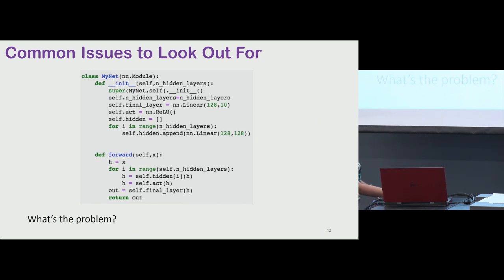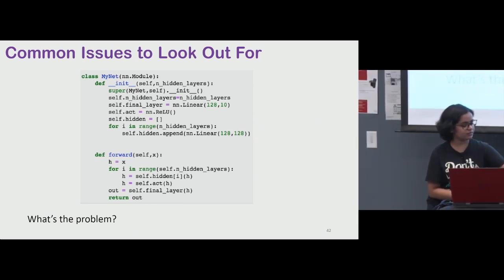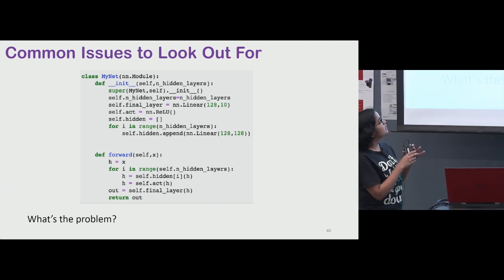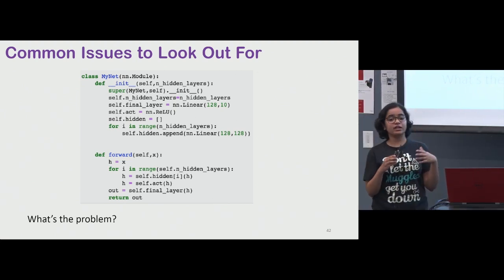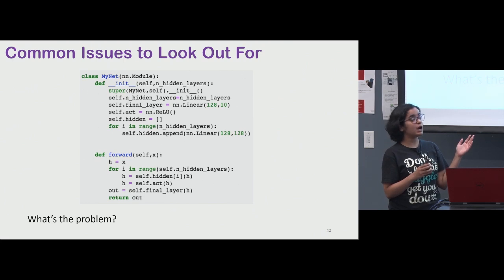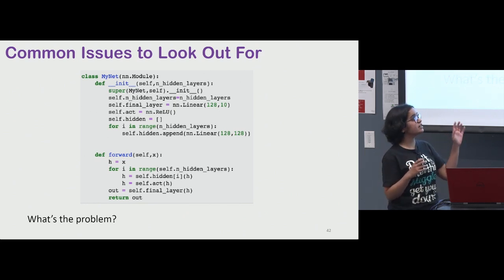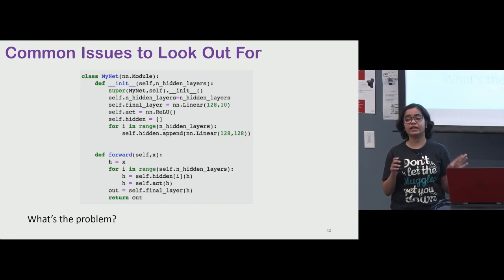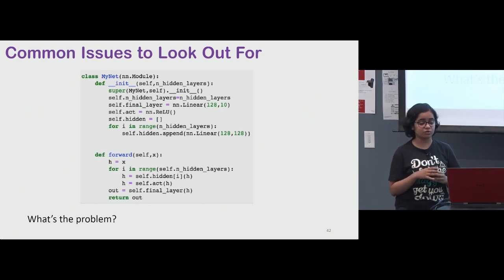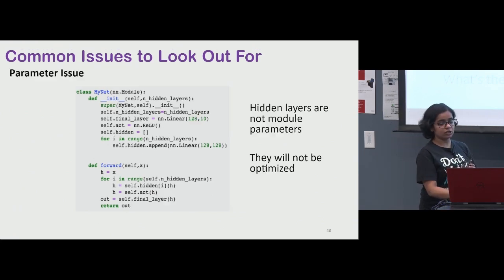So you see how we are trying to initialize a list, and then we are appending linear layers to that list. But this list itself is not a module. It's not going to get absorbed into the network. So all the linear layers that you're appending to this will never get updated. They will not become a part of your network, and they will not get updated.